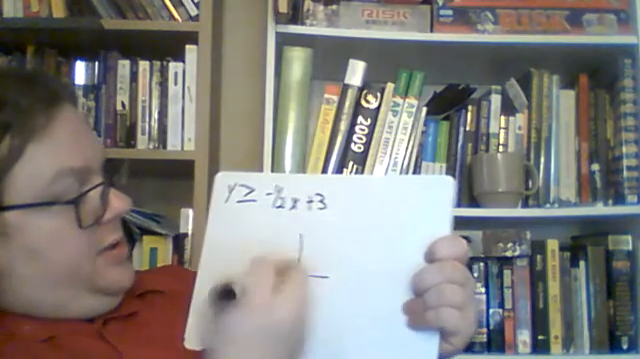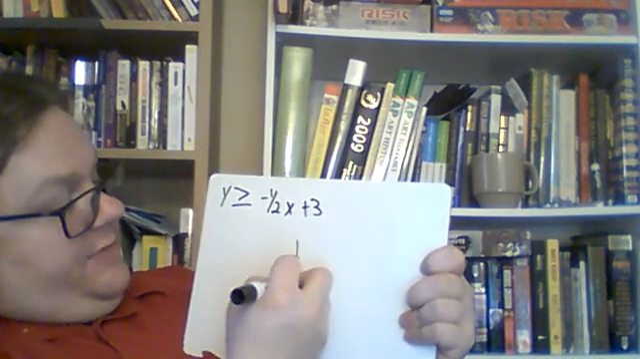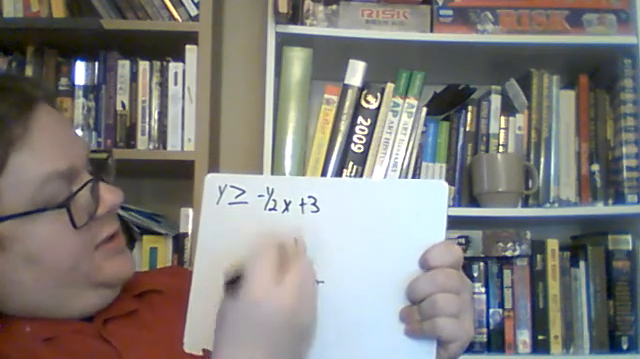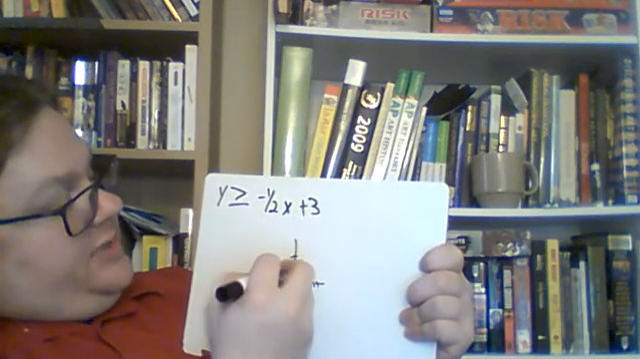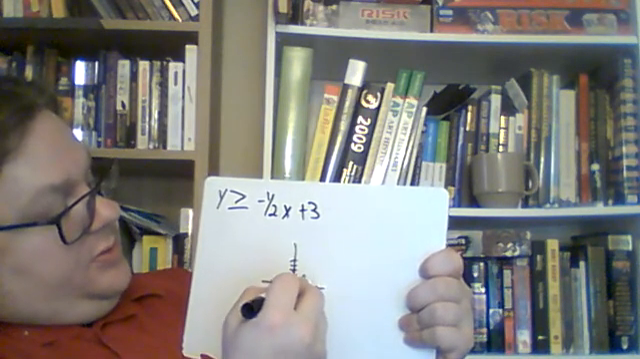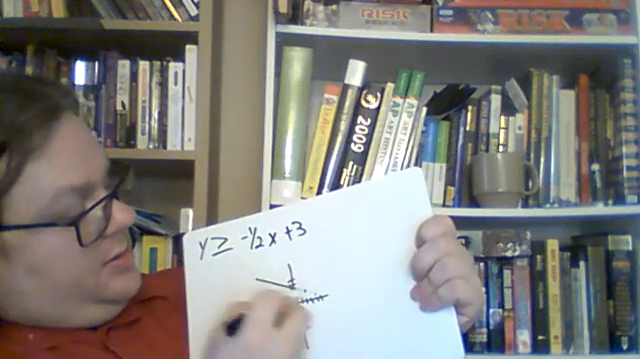Graph this inequality. Oh, man, it's got a fraction. Okay, y is greater than or equal to negative 1/2 x plus 3. So I'm going to start by making myself this coordinate plane. And I'm going to go 1, 2, 3, 4, 5 on each axis. Start at plus 3. Negative 1/2. So I go down 1 over 2. Down 1 over 2. Now I've made this line.